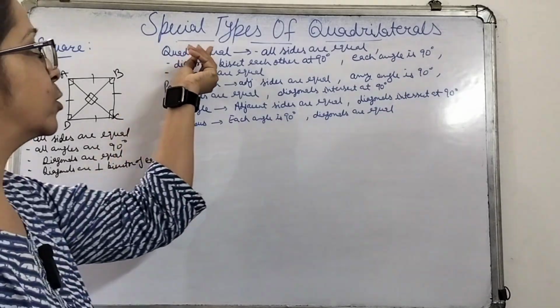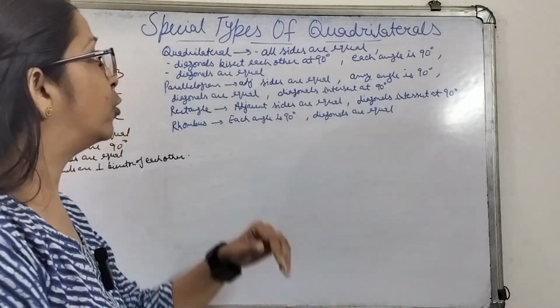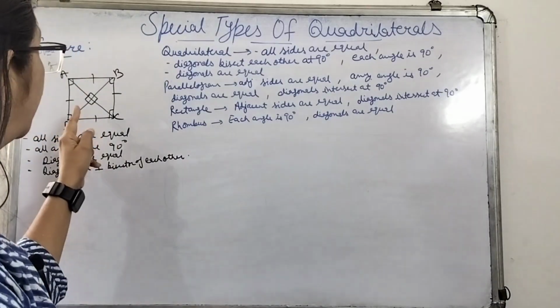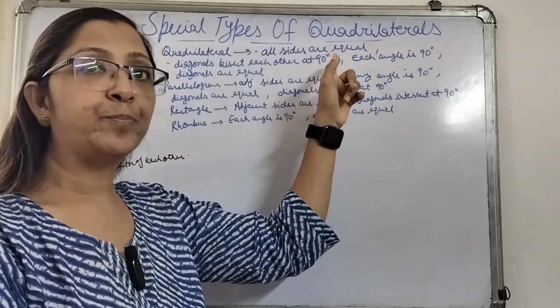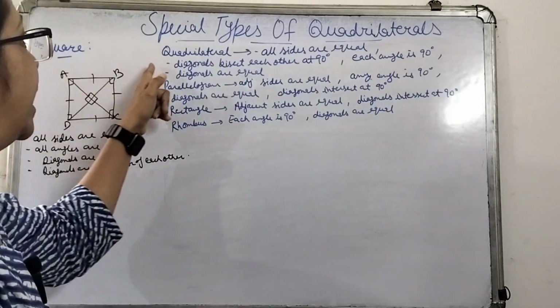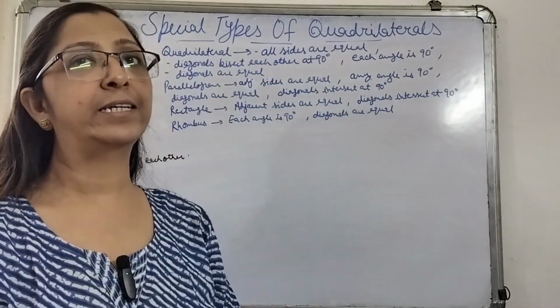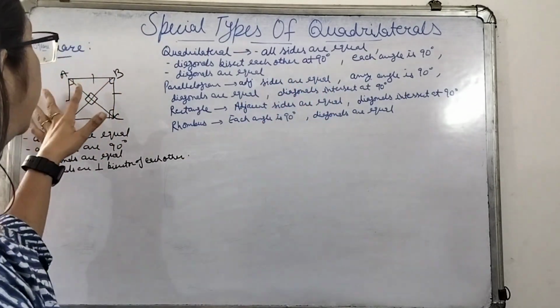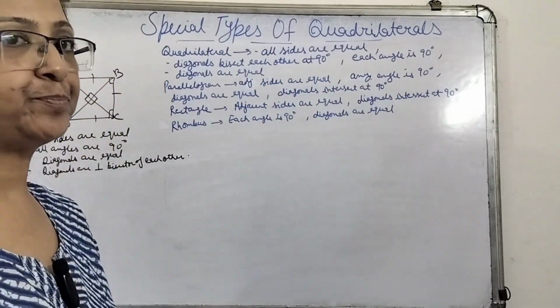So if any quadrilateral is given to us, how can we prove that the given quadrilateral is a square? For that we need to prove that all the sides are equal, all the angles are 90 degrees, diagonals are equal and diagonals bisect each other at 90 degrees. If we prove all these things, then we can say that the given quadrilateral is a square.